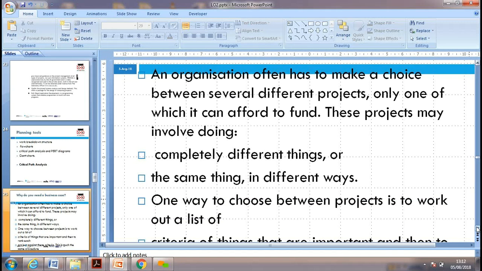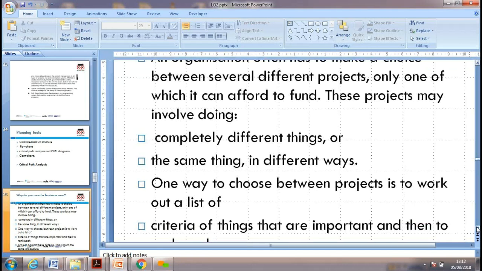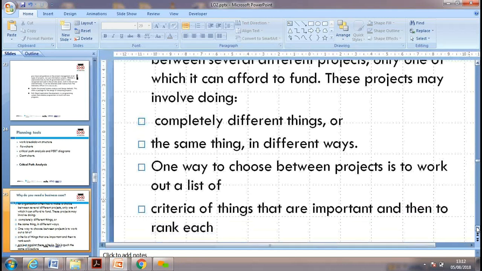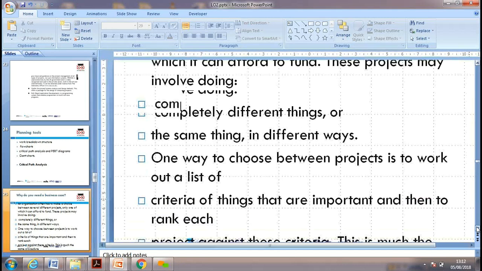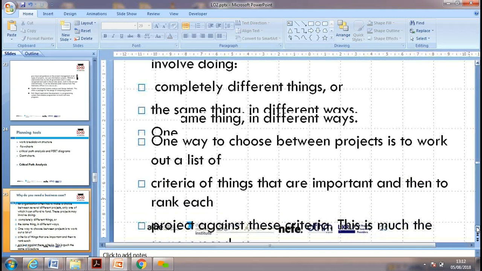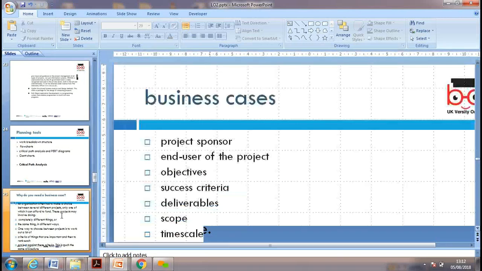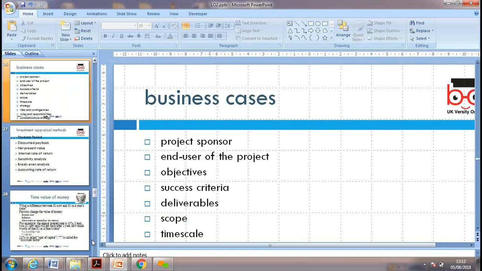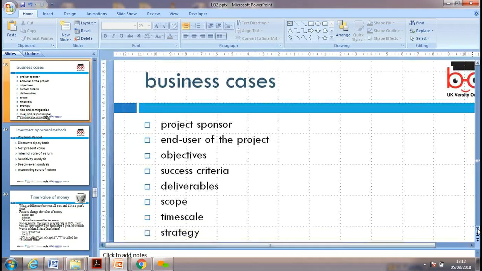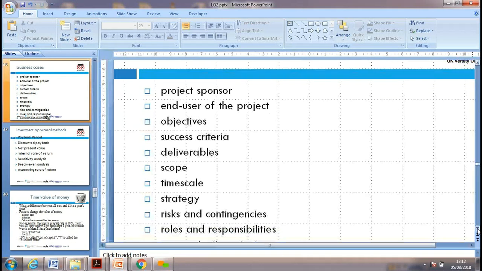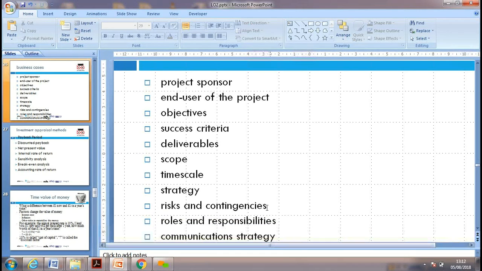So complete the different things, and at the same time in different ways. One way is to choose between projects by listing criteria and important things, and then ranking them. So in a business case, you can make it as a case study, you can present it and you can rank. Like here, business cases cover project sponsors and users, project objectives, success criteria, how you will deliver the scope on time, what strategies you will use, risk, contingencies.